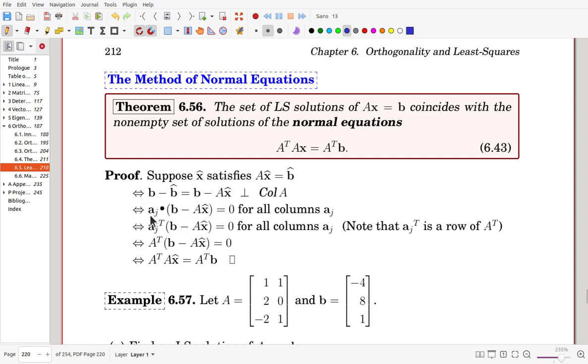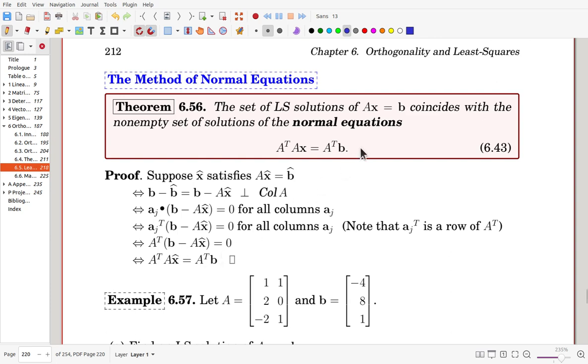Now, this dot product can be written as aj transpose for all columns aj. Then it's the same as collecting them: rather than each column, we get rows, so rather than aj transpose, we collect them and there must be A transpose. Now, this equation can be written equivalently in this way.